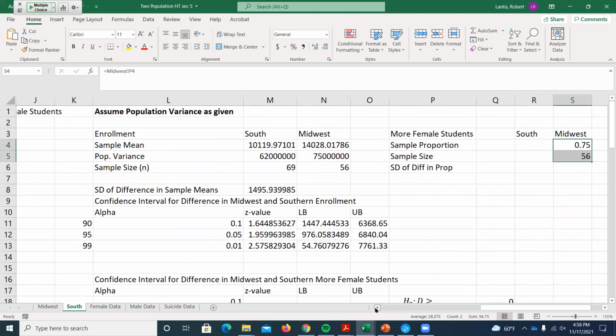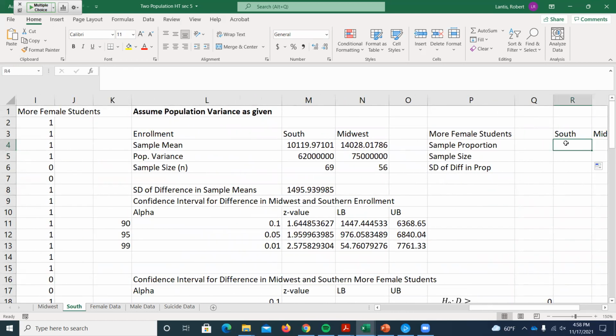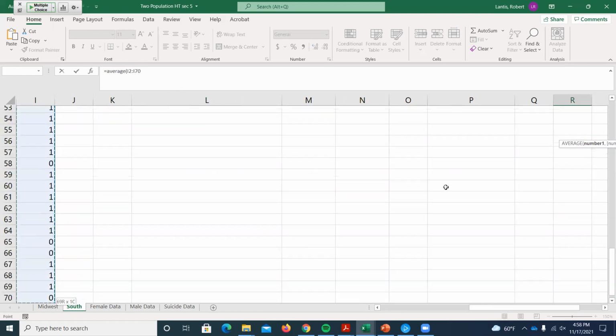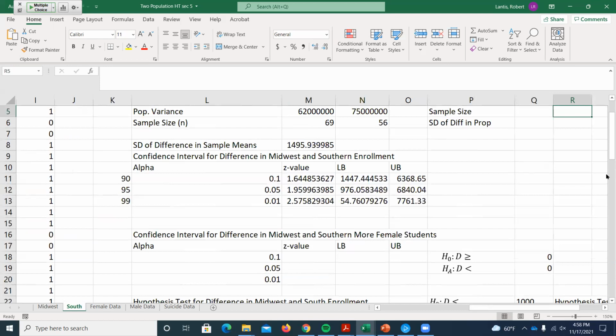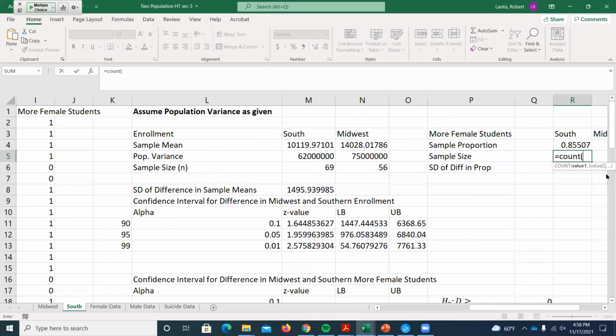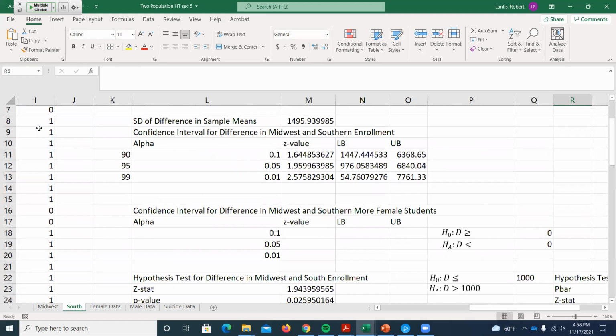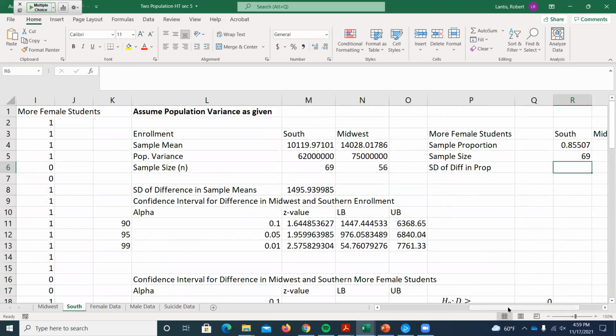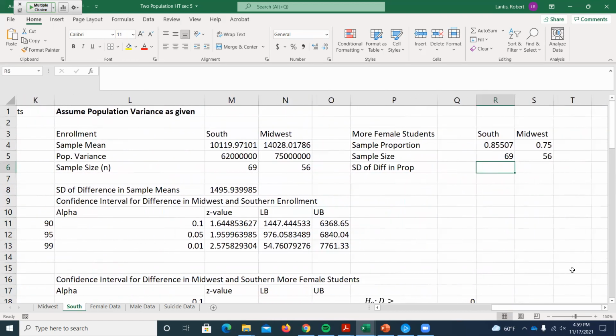I now want to do the same thing for the South. So I'll find the sample mean for schools in the South that have more female than male students. Then I'll find my sample size using that count function. Now, these should all be things that we're pretty familiar with. Okay. So notice in the South, most Southern schools have more females enrolled than males, right? 85%. It's pretty high. Right?